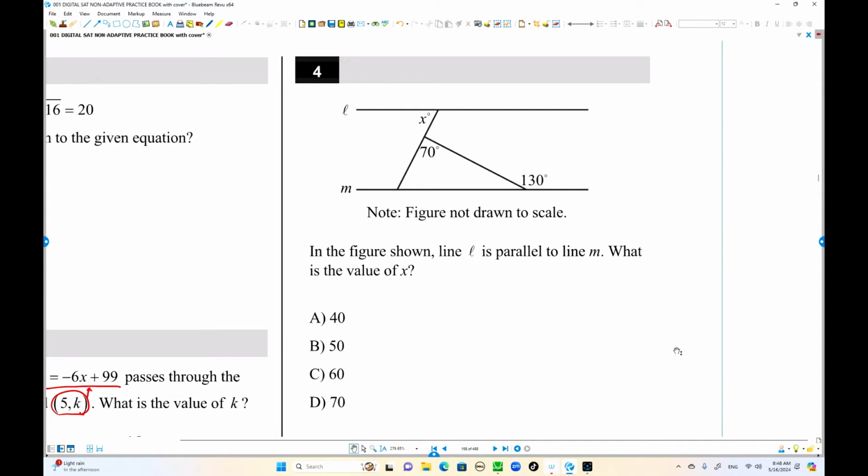This is number 4. So we have parallel lines and some line transversal. What is the measure of this angle? This is 70. This 130 is the exterior angle. This one should be 130 minus 70 equals 60 degrees. And this angle is an alternate interior angle. They are equal in measure. Okay, so x is 60 degrees.